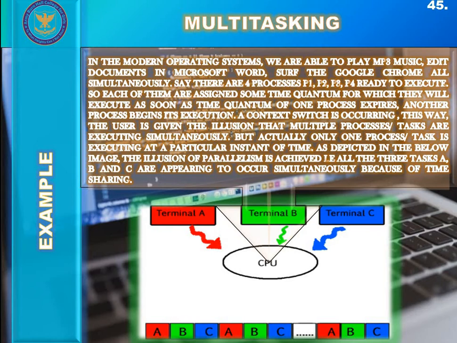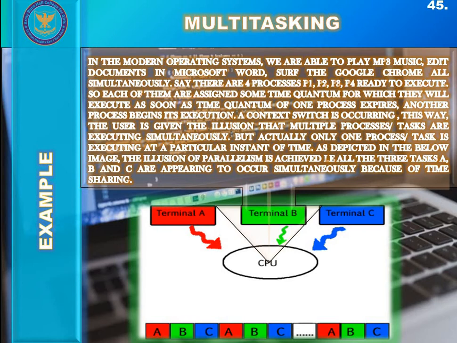Then again, after the quantums expire for the processes or tasks of terminals A, B and C, the CPU again executes the task of terminal A, then terminal B and terminal C. Then again the program or task or job of terminals A, B and C are executed by the CPU, one after the other as per the allotted time quantum.